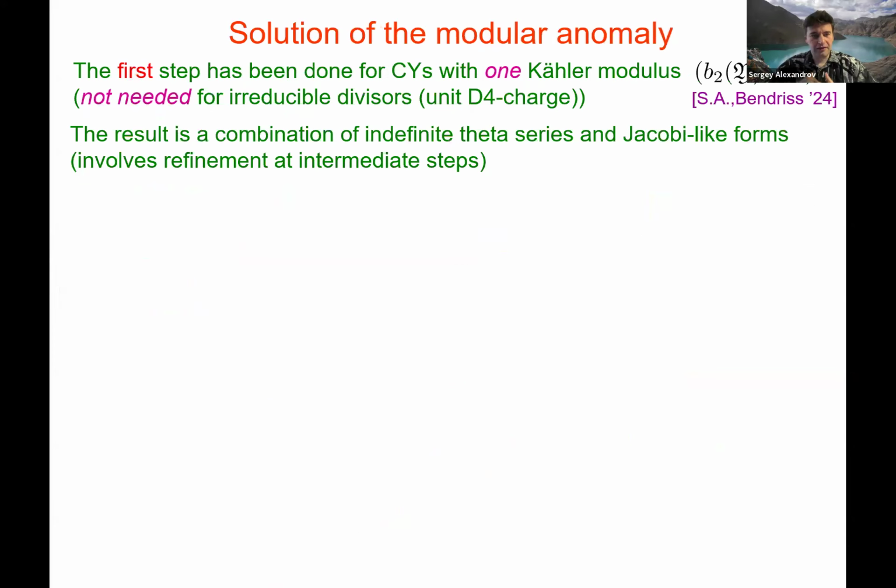And at least the first step, namely the solution of the modular anomaly equation, has been done. I did it recently with my PhD student, Khalil Bendriss, in the case of one-modulus Calabi-Yaus, namely threefolds with Betti number b2 equal to 1. In that case, we found the generic solution of the modular anomaly equation. Actually, the solution is quite complicated. It's constructed from indefinite theta series and the so-called Jacobi-like forms.